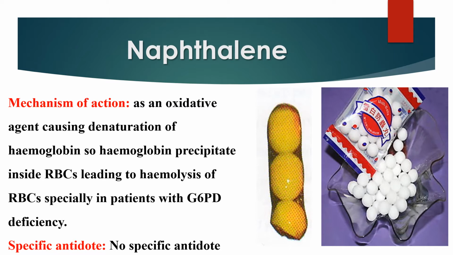How does naphthalene act in these patients? It is an oxidative agent. It acts by denaturation of hemoglobin, then precipitates the hemoglobin inside the RBCs, which leads to hemolysis of these RBCs and may reach a hemolytic crisis in case of favism. Okay, but this does not happen with every person. Also, naphthalene has no specific antidote. So, in case of naphthalene toxicity, we must take a clear history about anemia or favism from the patient.